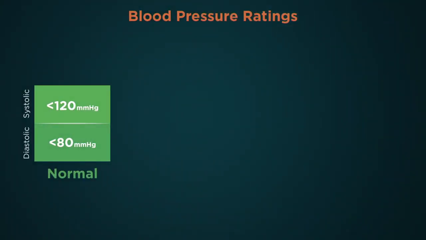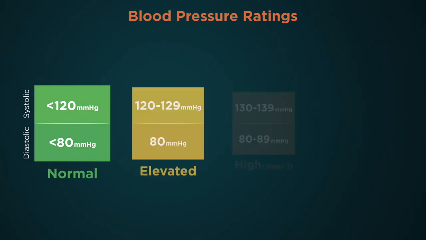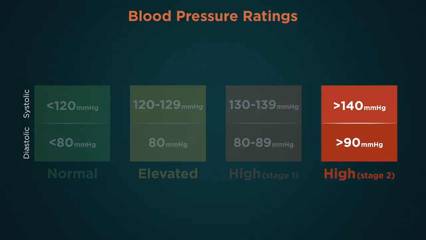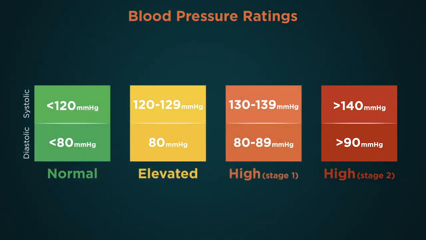Normal blood pressure is 120/80. Once you go over these values, you start entering various stages of hypertension. Stage 2 hypertension is defined as a value of 140/90. Genetics plays a role in high blood pressure.